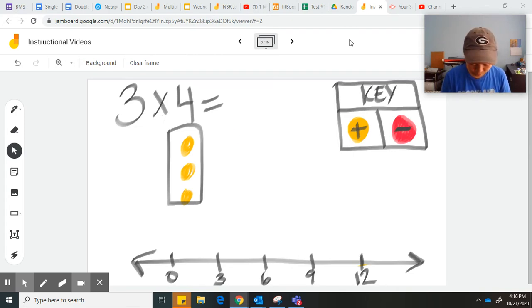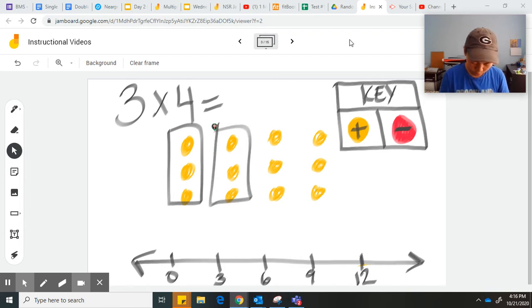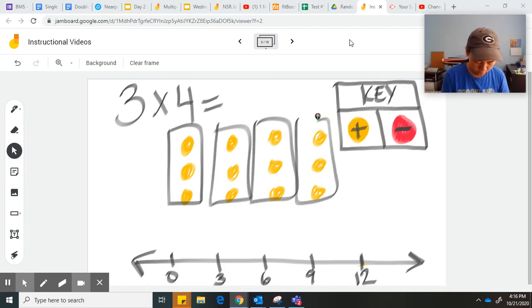So there's the first group. I'm going to make 4 of these groups really quickly. 4 groups of 3 counters. Now your answer is going to be how many counters I see there. I see 12 counters and they're positive. Again, I know it's positive because of this key right here. That key tells us that it's a positive 12. So our answer is going to be 12.